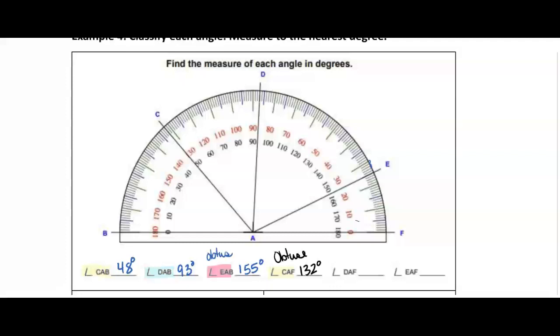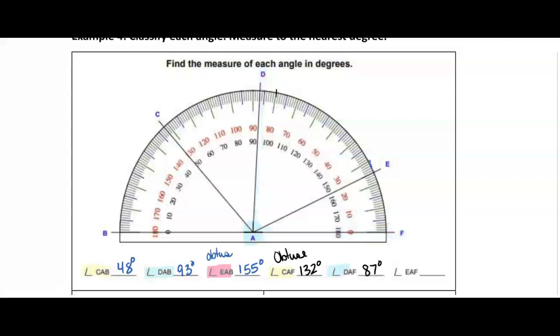All right, so DAF is here, A, F. Line up my vertex, look at my arm that's along the bottom, I can read that it starts at 0 on the red scale. Read across the red scale and see I'm going to get an answer between 80 and 90. This is 80, this is 85, 86, 87 degrees.